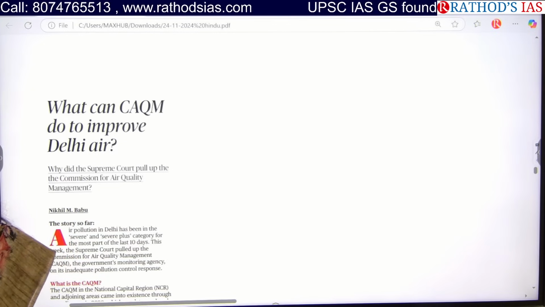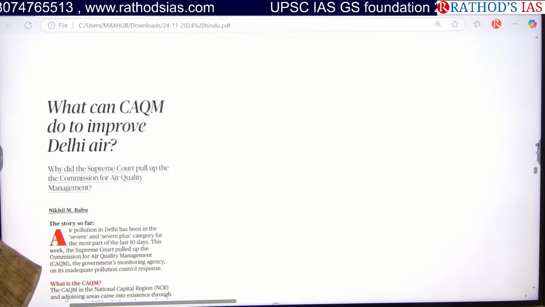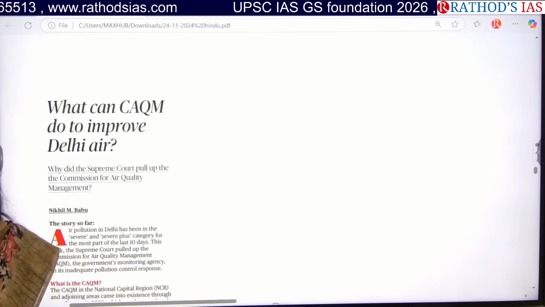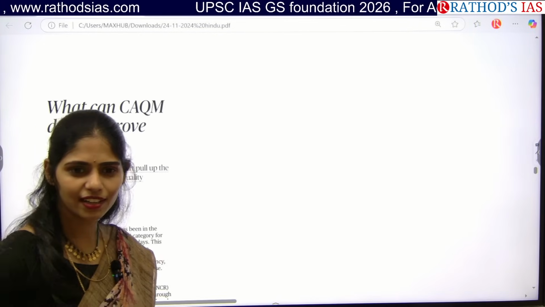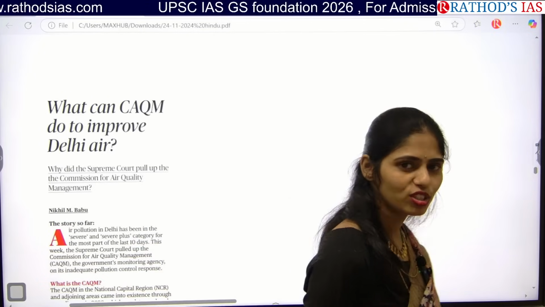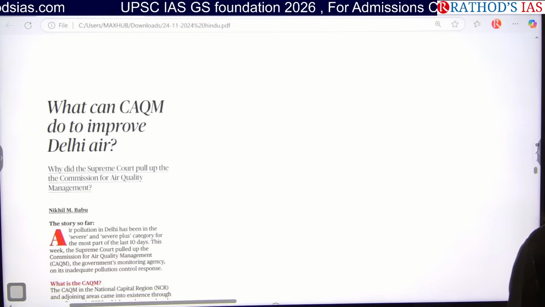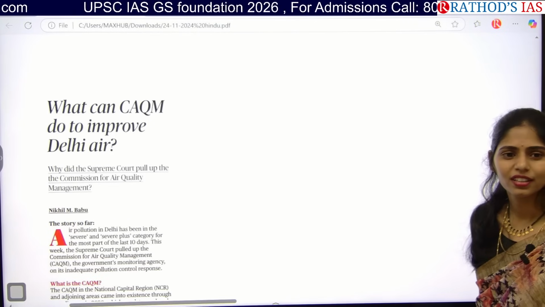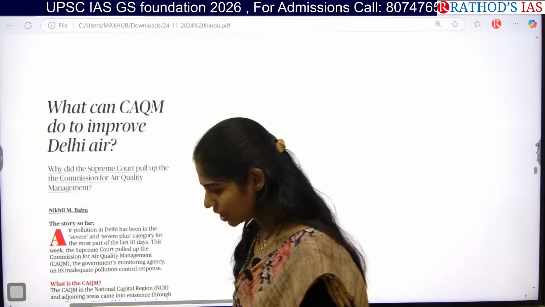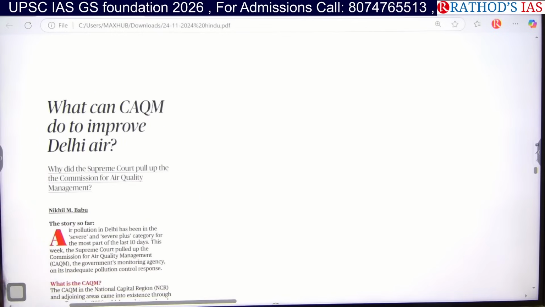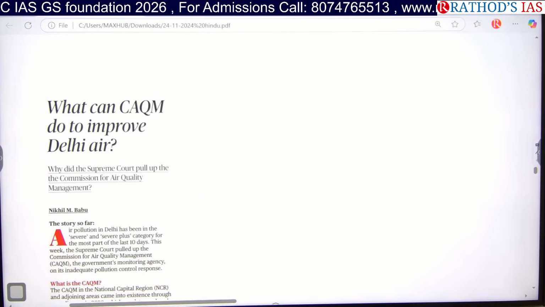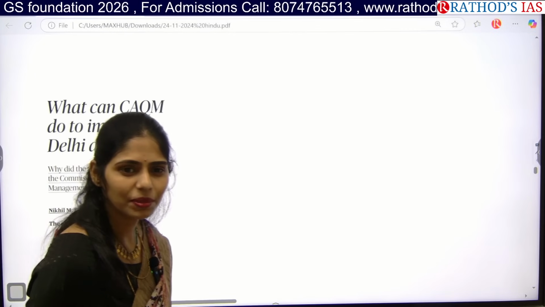It needs to take measures to control air pollution. How? What is the GRAP? Graded Response Action Plan. How many stages are there in this GRAP? 4. What are they? 1, 2, 3, 4. Now which graded action response plan has been implemented in Delhi? 4. So in that 4, what will be there?